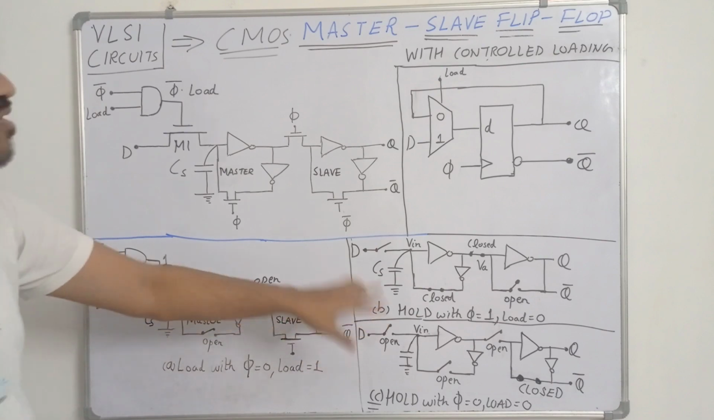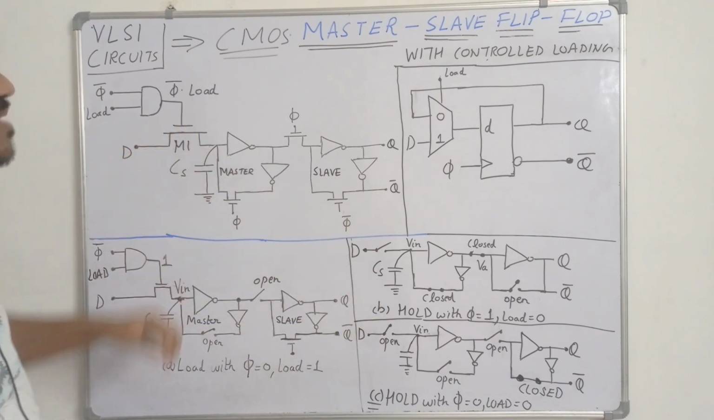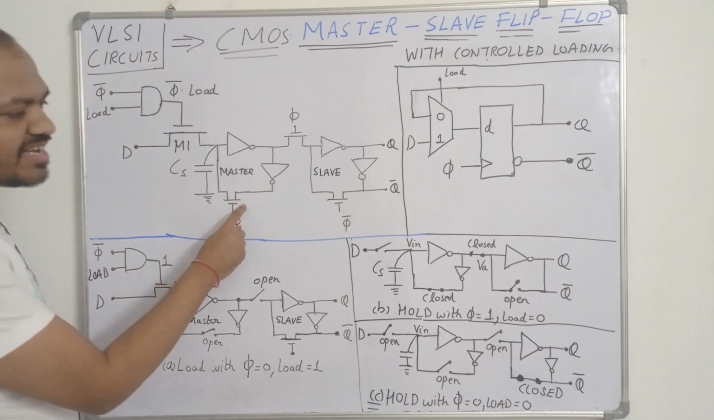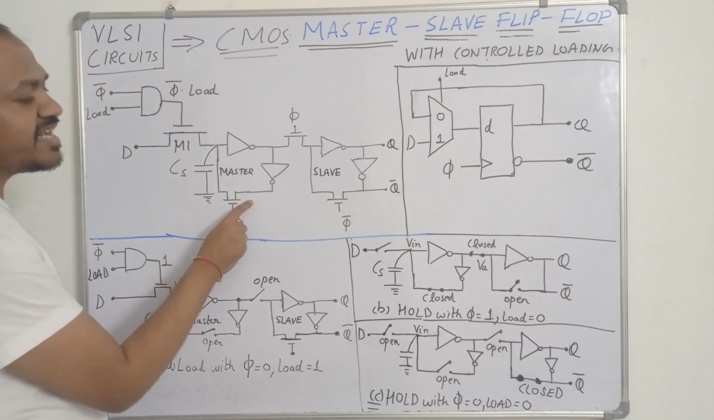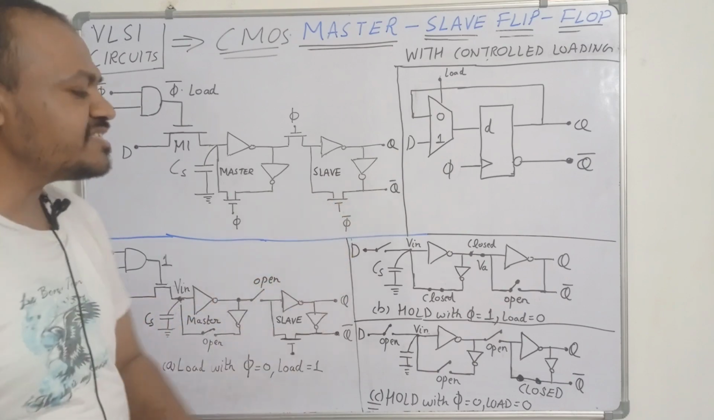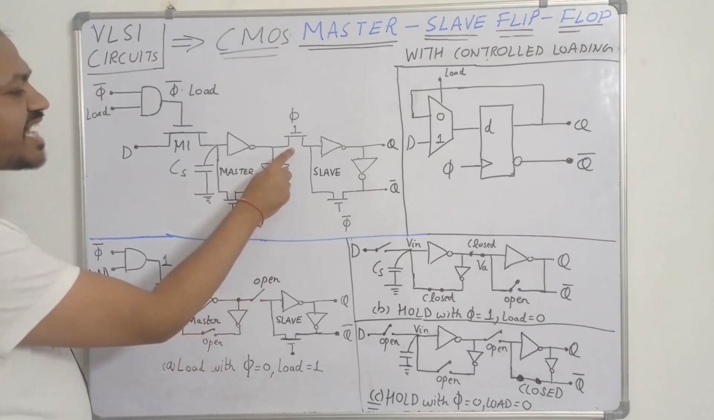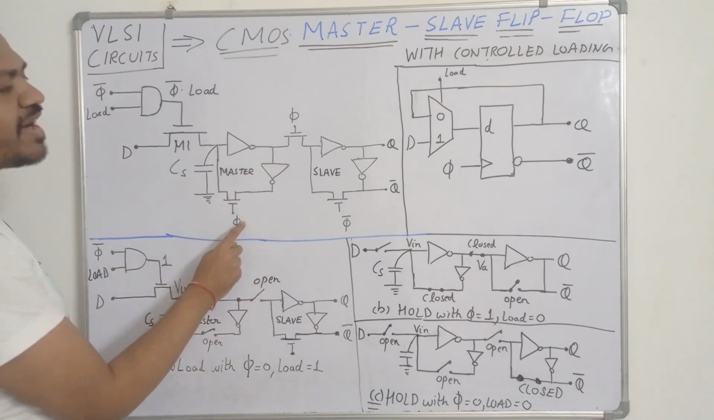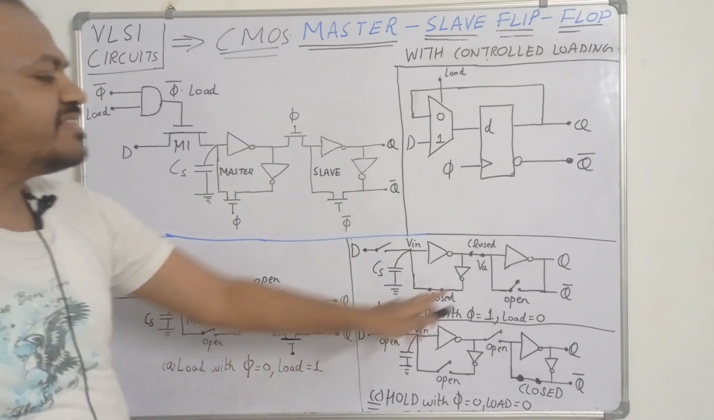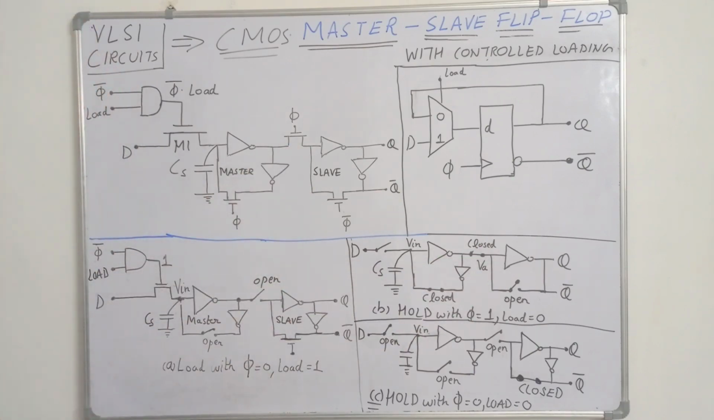When load is equal to 0, then obviously this M1 will be open circuit. But this transistor will be closed circuit, and this NMOS will be open circuit. So as you can see, this is a closed loop, this is open. Again, this transistor will be closed because here also phi is applied, and in this case phi equal to 1, so this transistor will also be closed circuit.